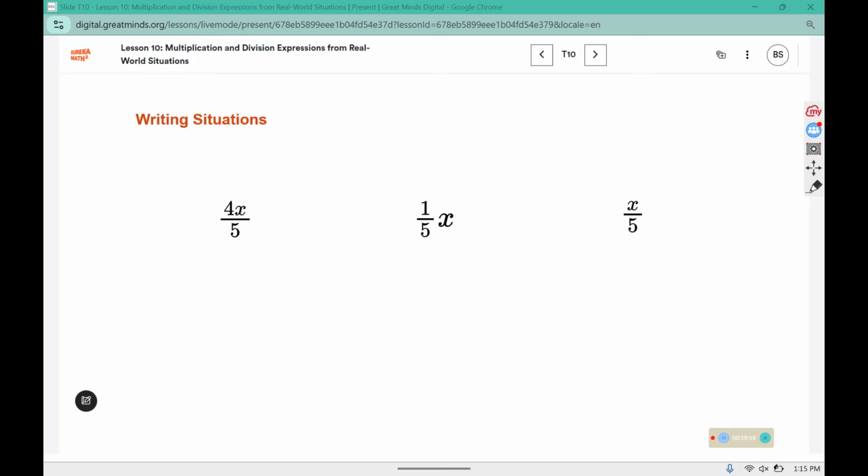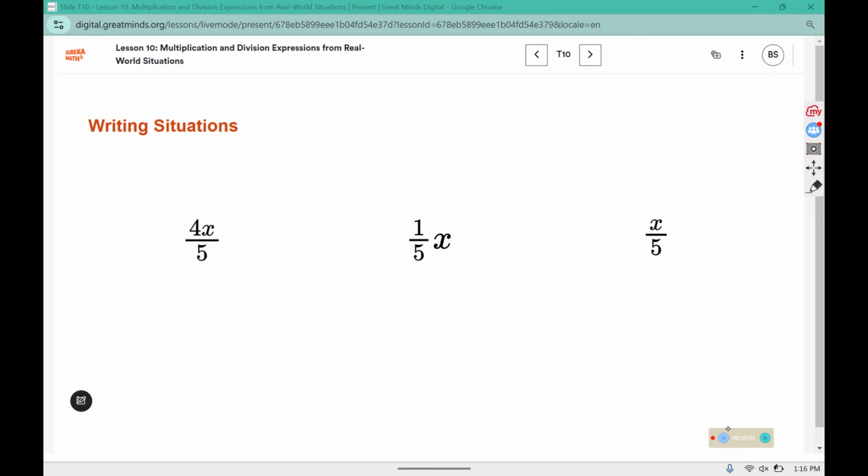On this slide, you're supposed to select one of these expressions and write a situation for it. So I'm going to give you an example. This one could be like, we have 4 boxes with X pins in it, and those are getting split amongst 5 students. You can think of how many pins per student, and so that expression represents the number of pins per student. 4 boxes with X pins, split amongst 5 students.